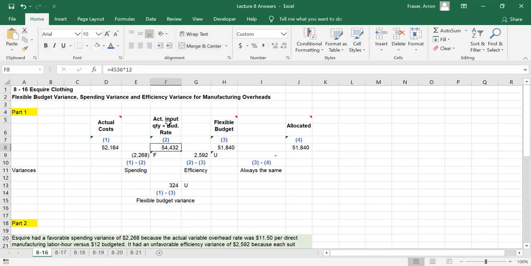To calculate that, the question tells you that the actual direct manufacturing labor hours for June was 4,536. So you're given the actual input quantity. And then you're also told, in the second to last sentence of the first paragraph, that for June 2014, each suit is budgeted to take 4 hours. So this is the standard time that they expect each suit to take. And it further tells you that the budgeted variable overhead cost per labor hour is $12. So to get the second number, it's the actual hours times the budgeted rate of $12 per hour.